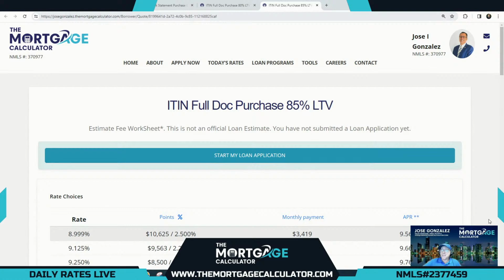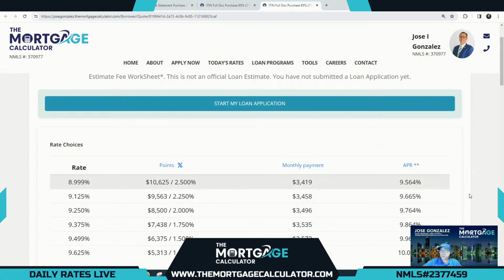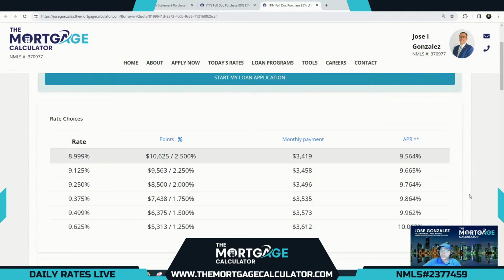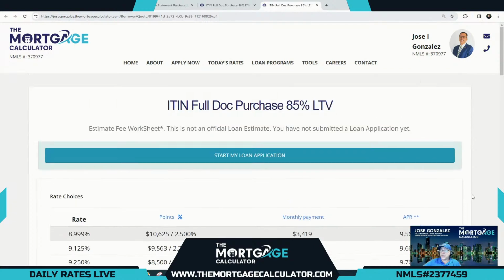85% max LTV for our ITIN borrowers. That's pretty amazing there. And here we're looking at 9.625% as the lowest cost option and 8.999% as the lowest rate option for our full doc borrower.